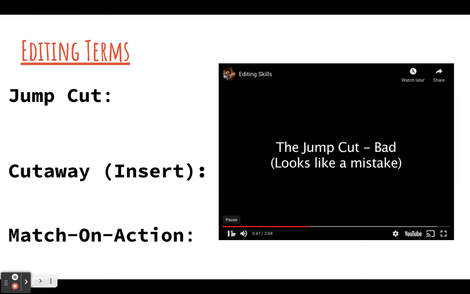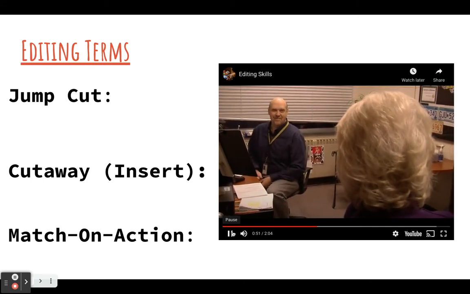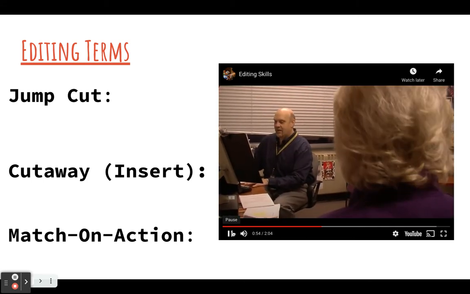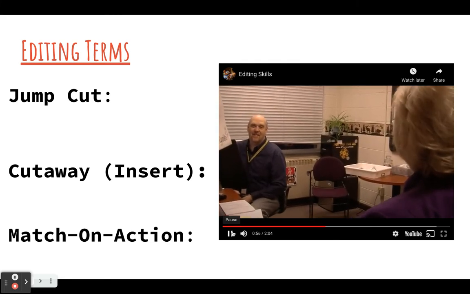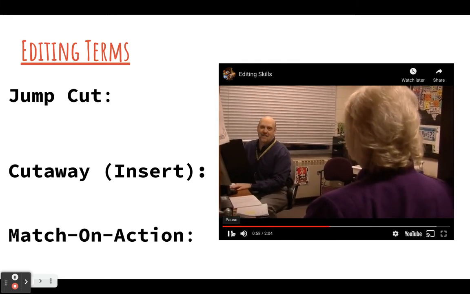Now here's where it looks like a mistake. Watch this. This is when you don't move the camera enough. Watch. Boop. Boop. That is not good. That looks like a mistake. So we don't want to do that.